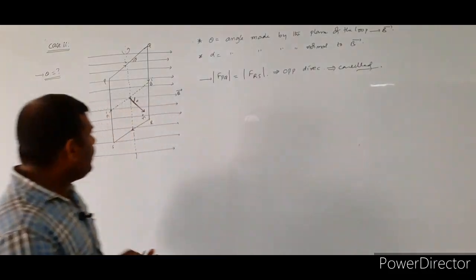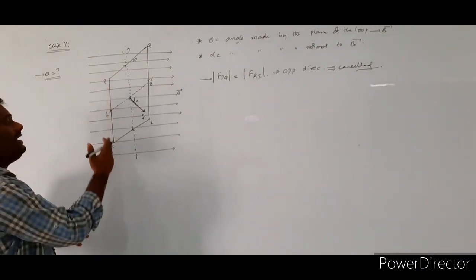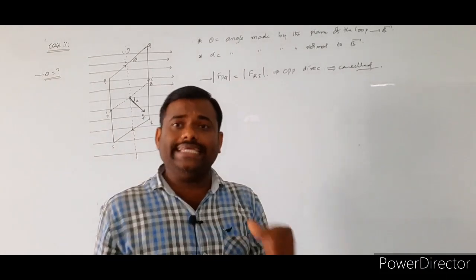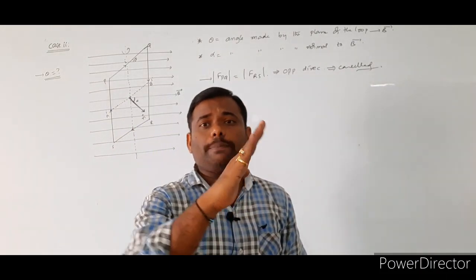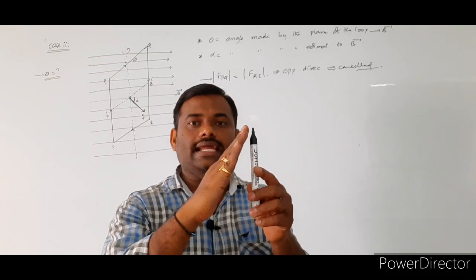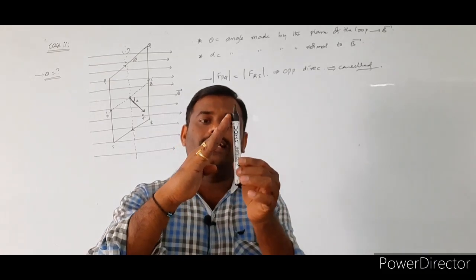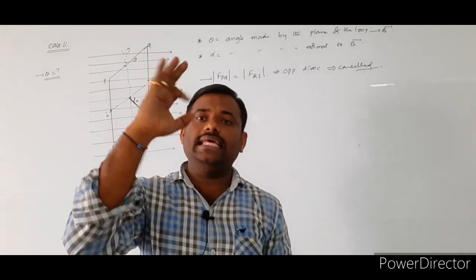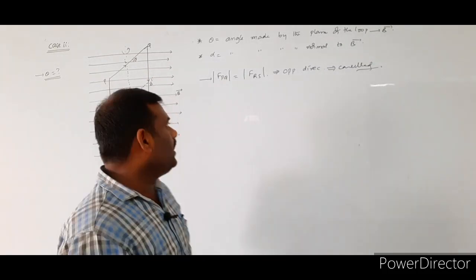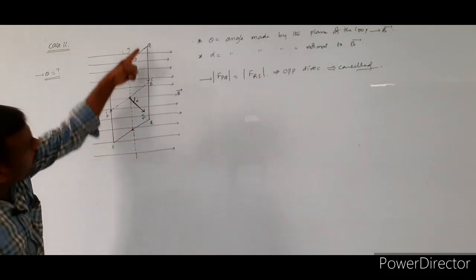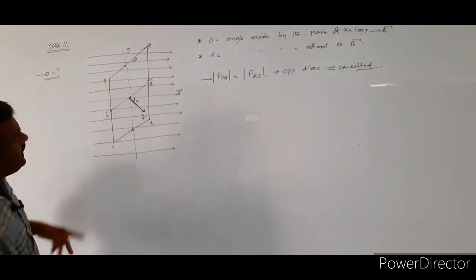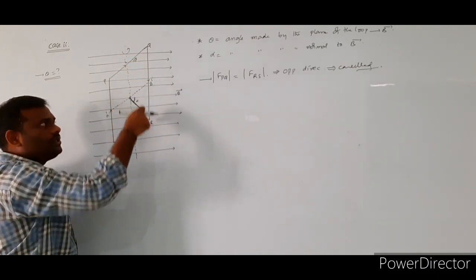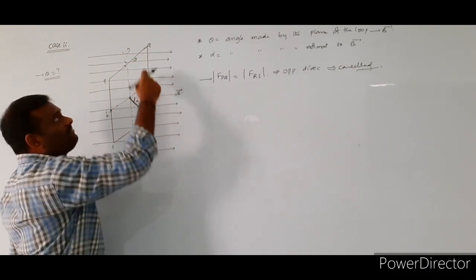Now coming to the sides QR and SP. Even though the plane makes a certain angle, this QR length and SP length is always perpendicular to the direction of the magnetic field. If you look at the diagram, this is the QR length, this is the direction of the magnetic field.